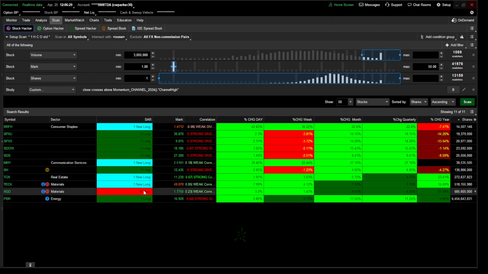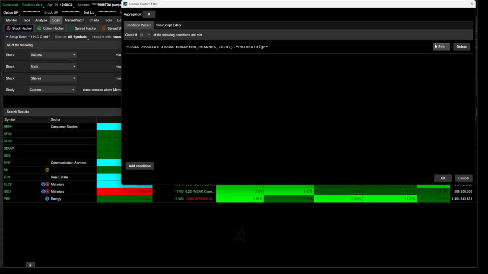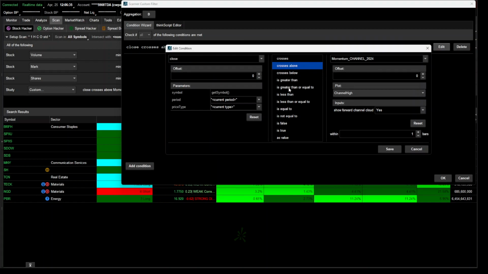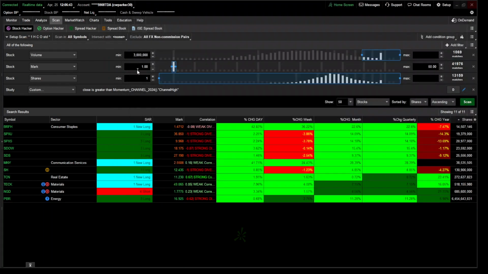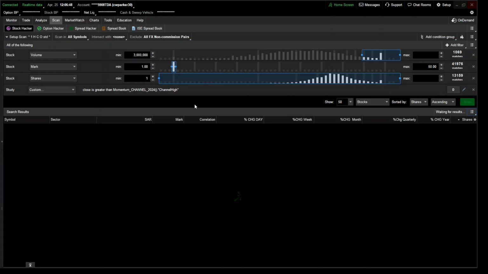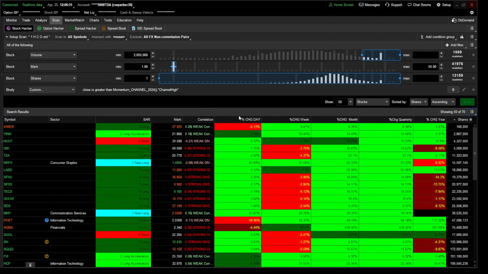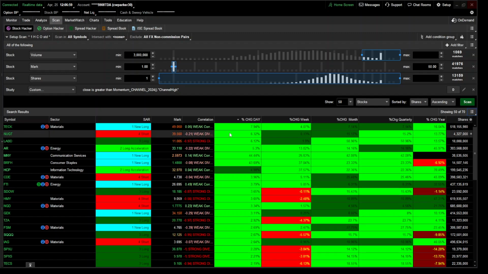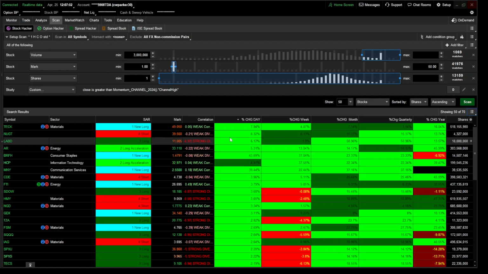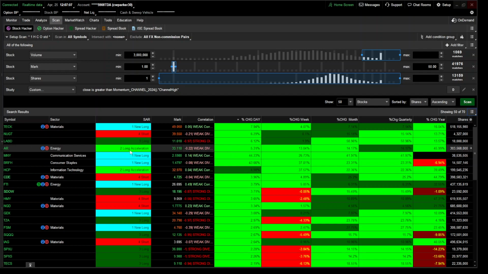And let's do this. Let's not look for crosses. Let's look for anything that's greater than its channel high. We're going to say okay, and I probably need to change the criteria, but we're going to leave it like that. Let's see. And let's look at who has the greatest percent change on the day, and that's Nugget, the leverage ETF for gold, LABD, AR is an energy, and it says long acceleration.